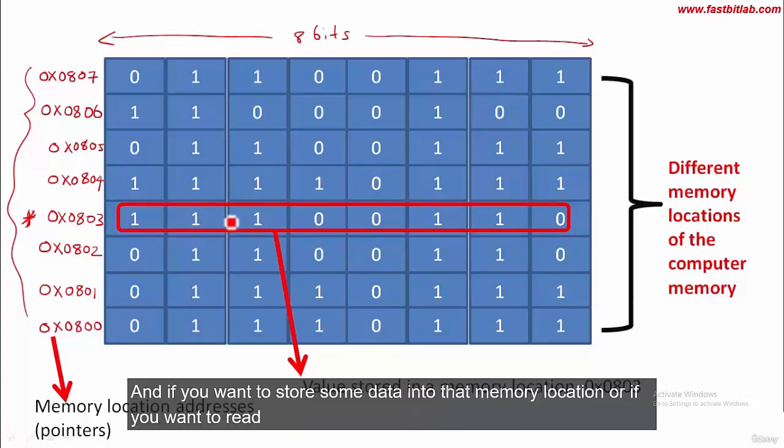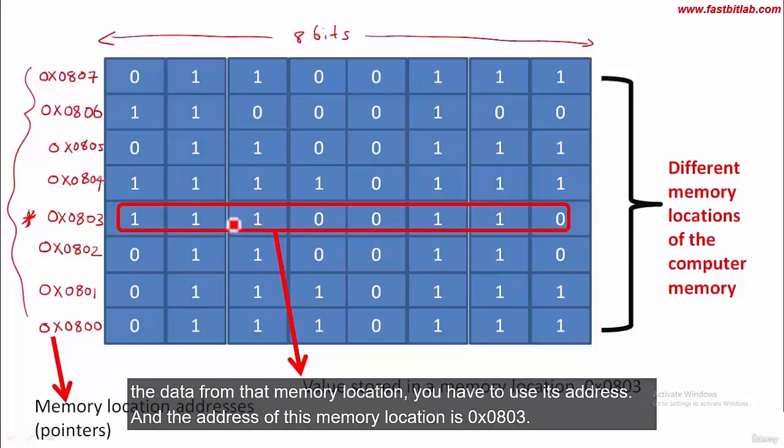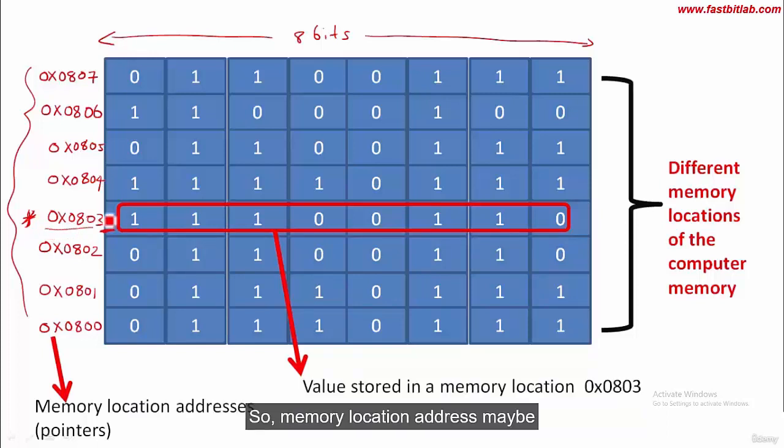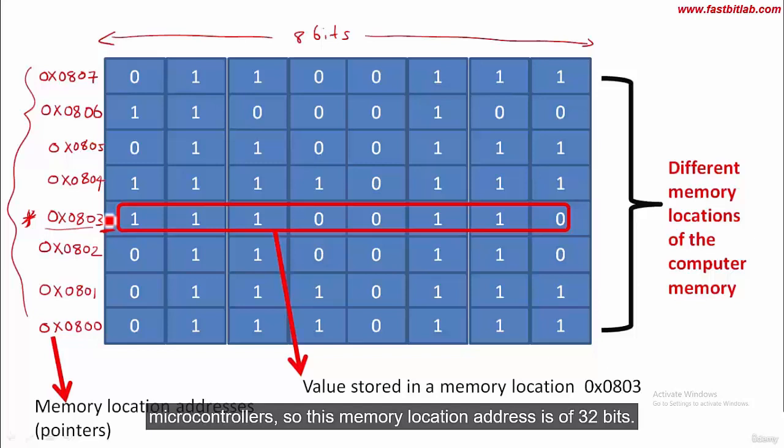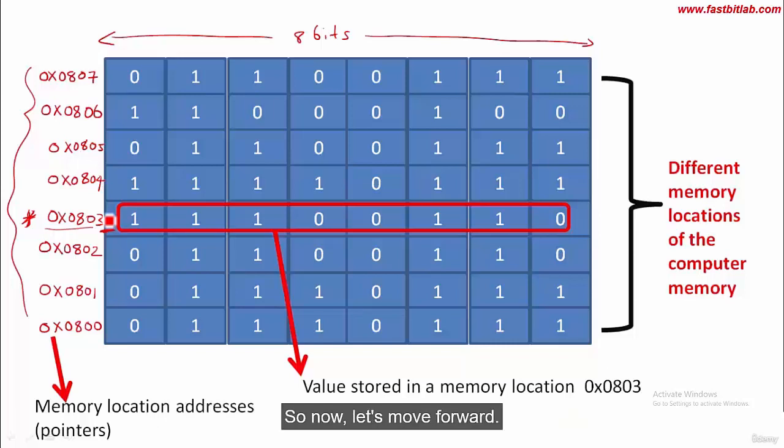And if you want to store some data into that memory location, or read the data from that memory location, you have to use its address. The address of this memory location is 0x0803. A memory location address may be of 32 bits, 16 bits, or 8 bits. It depends on the computer architecture. Later we will see in our ARM-based microcontrollers that the memory location address is of 32 bits. So now let's move forward.